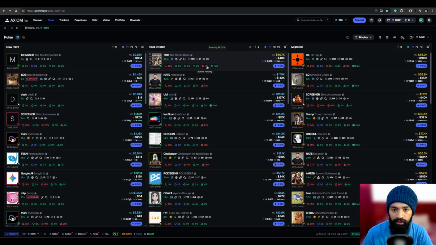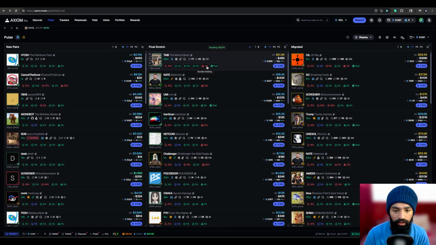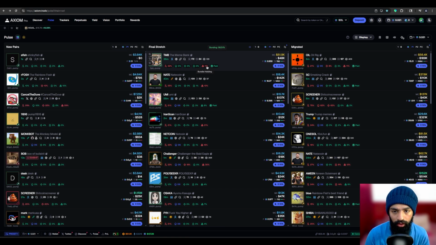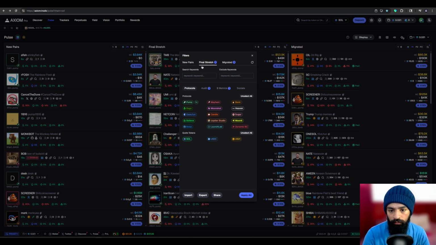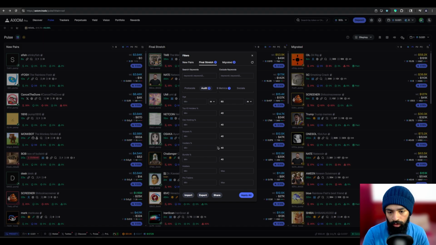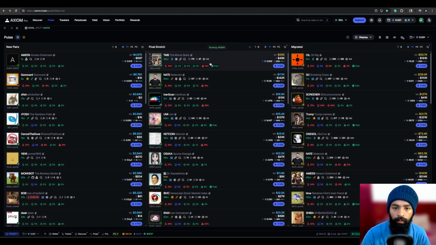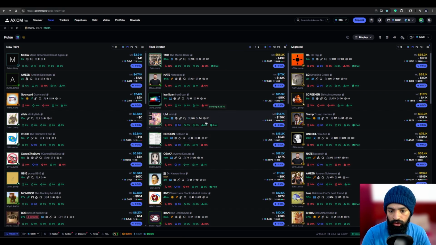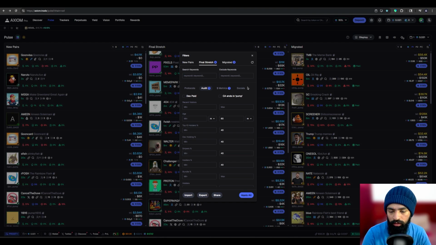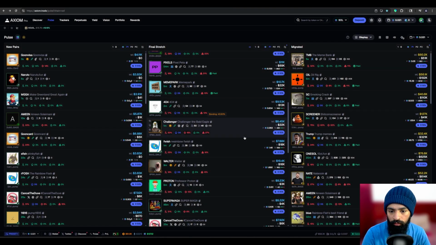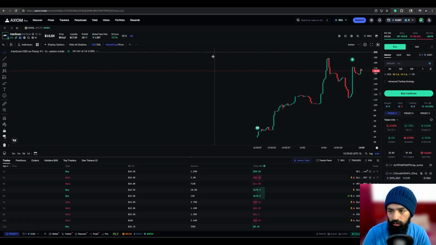Bundlers basically create fake volume, fake buys and sells, to make you think that there's actually attention on this coin. To show you a really high number, let's take off the filters and see if we can find a really high bundler holding. Bundler holding, okay. So I'm trying to look for a really high bundler number. Let's just look at 27%, right?